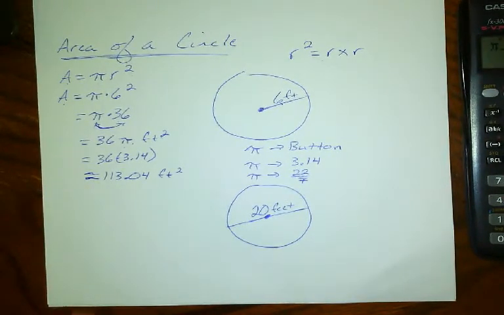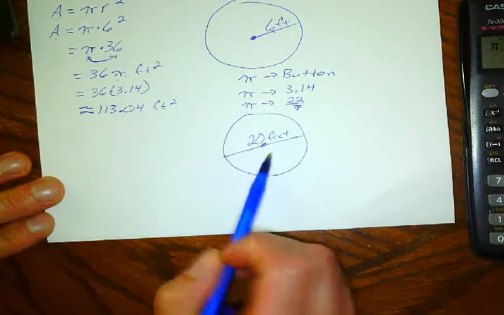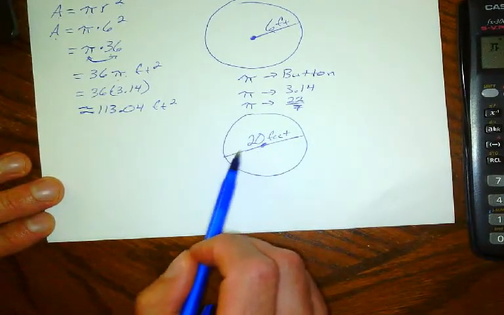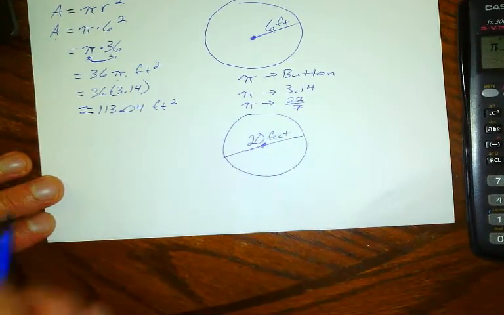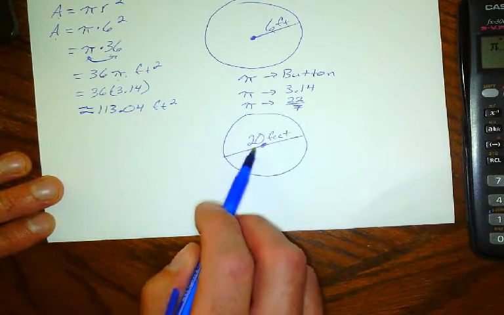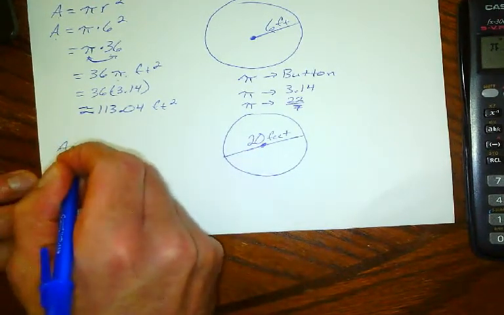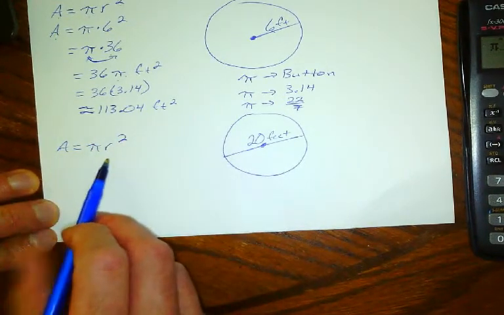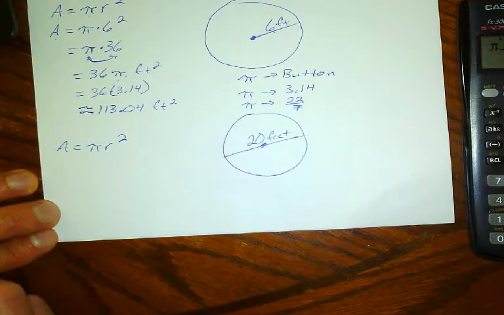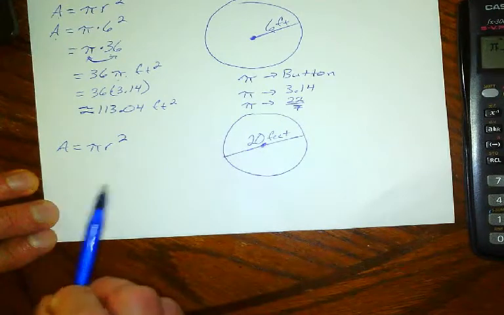Alright, let's do one more example before I let you guys go. I have another circle here. Notice that it gives me the distance all the way across the circle. That is not a radius. That's a diameter. So if I write down my formula, A equals pi times r squared, nowhere in there does it have anything about a diameter. I need to calculate my radius from that diameter.